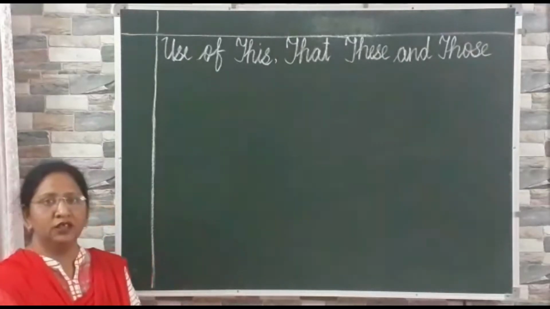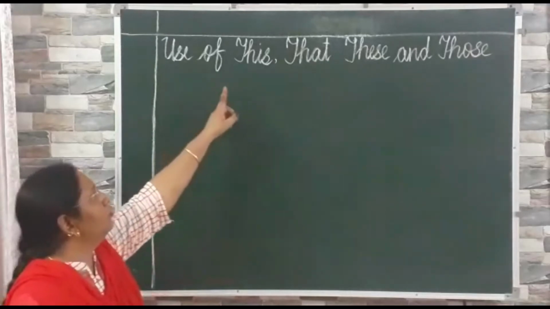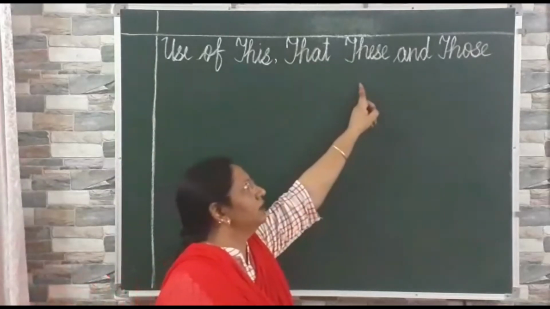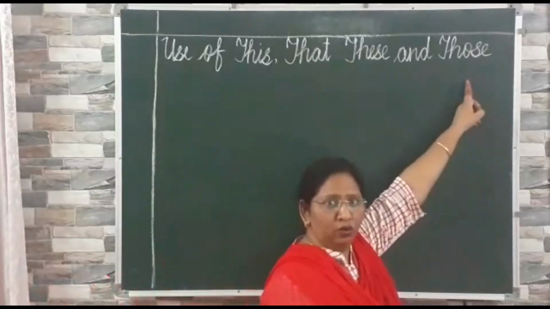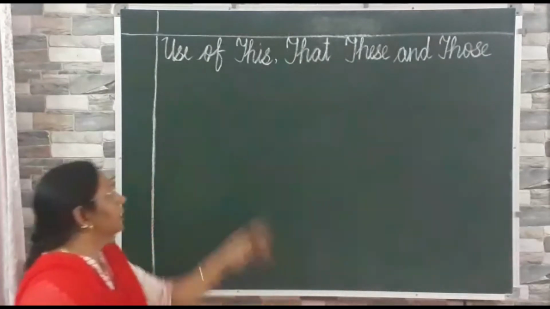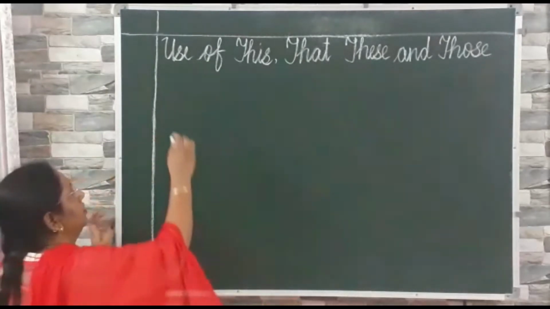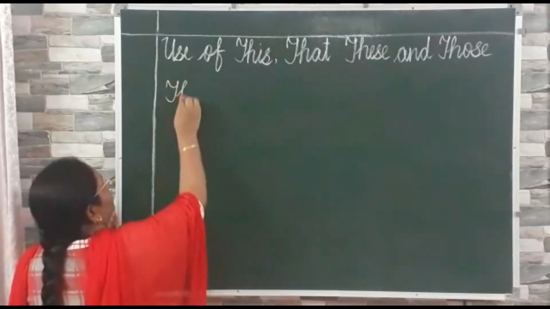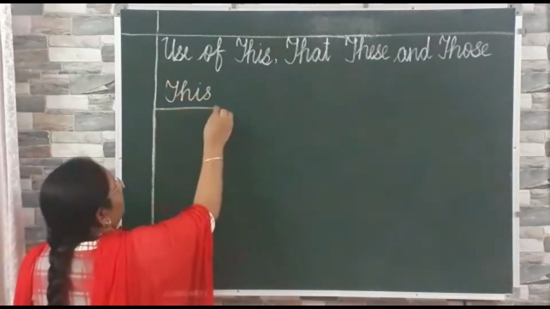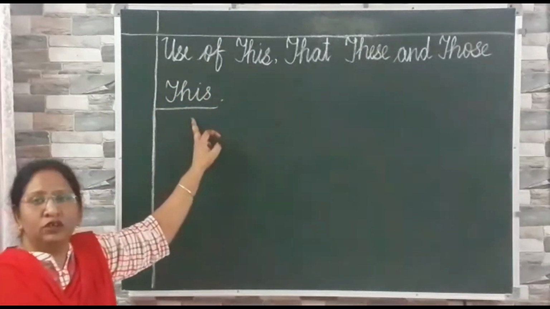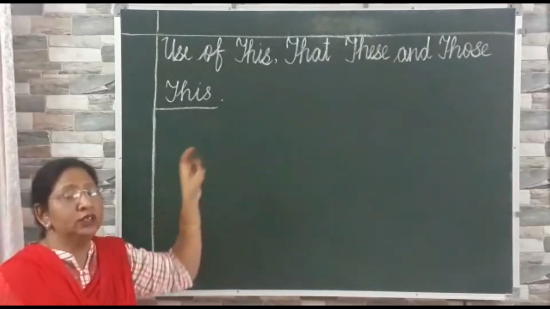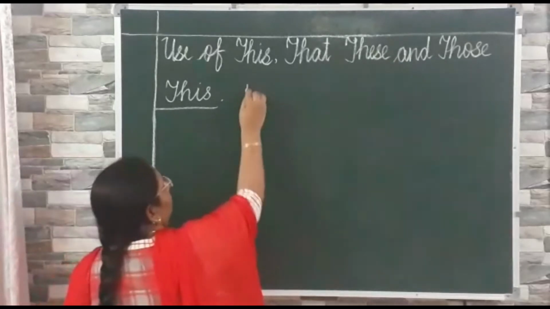In today's class, we will learn the use of this, that, these and those. Okay? So let's start. Let's take first this. Children, this is used for a noun which is one in counting.